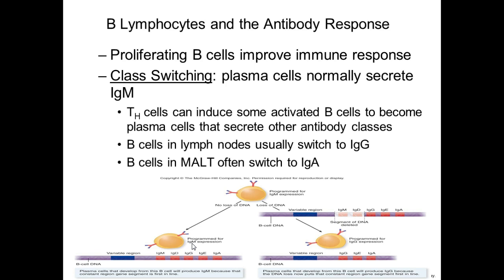But very often, especially in our lymph nodes, it's usually going to switch to G. And it literally cuts out, deletes the section of its DNA. So now it can only make what's past M and D, which happens to be G.